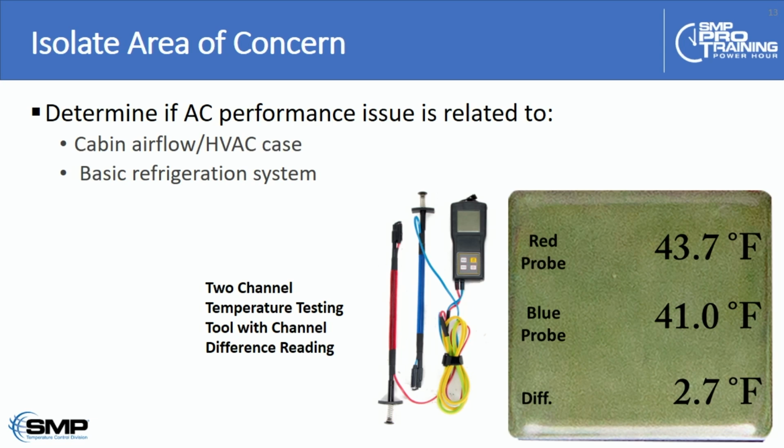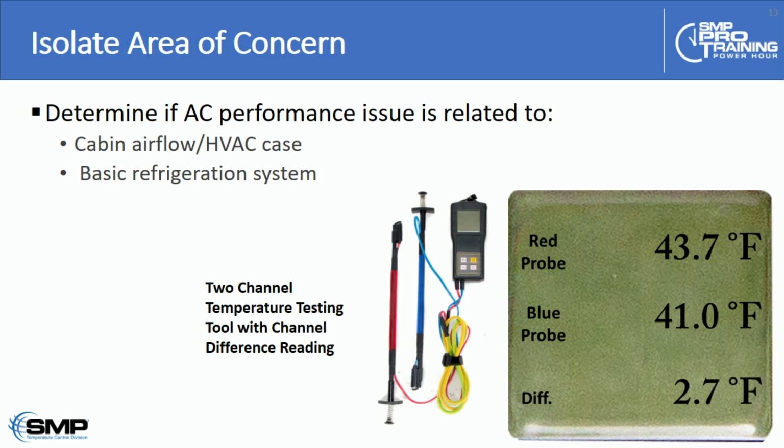We're not going to get too deep in the weeds here, but this is a very quick check that I like to do if the customer complaint is that the air conditioning, for example, the duct air is not cold enough. If you take a dual channel temperature probe like we're showing here, I can clamp one probe around the evaporator outlet, the suction line where it's coming out of the firewall, and the other probe I'm going to put in the center duct.